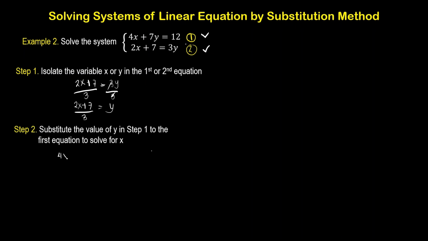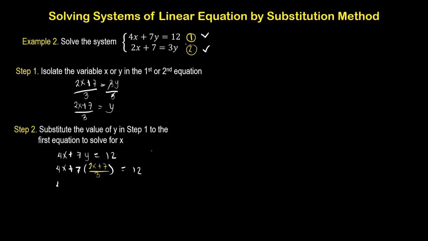So we have 4x plus 7y is equal to 12. Now, by substitution method, gagamitin natin ang value ni y, okay? Gagamitin natin ang value ni y dito para ma-solve natin si x. So that means we have 4x plus 7 times this value is equal to 12. So let's use other color for this one. Okay? Let's plug in the value of y na nakuha natin sa step 1. So we have 2x plus 7 over 3. Okay? So, ang next nating gagawin dito is to simplify, of course. So, we need to simplify this one.